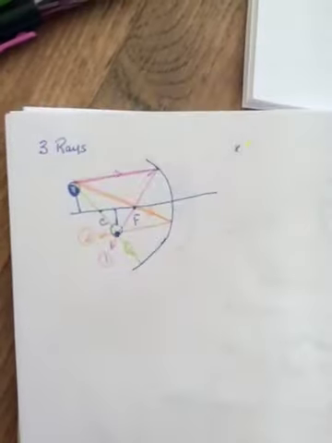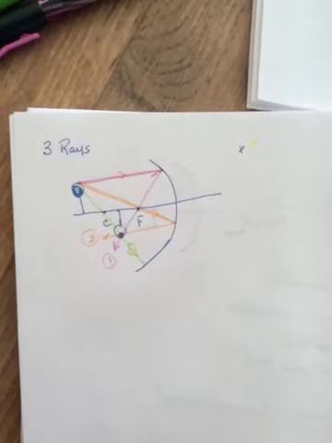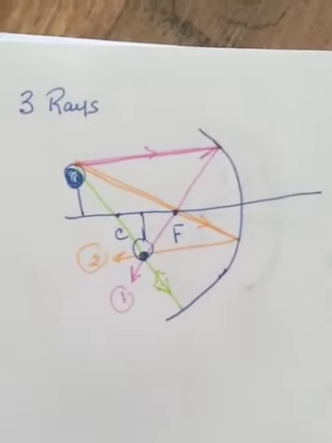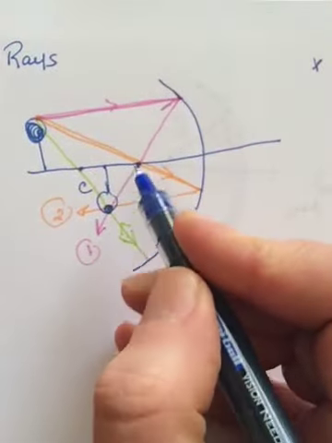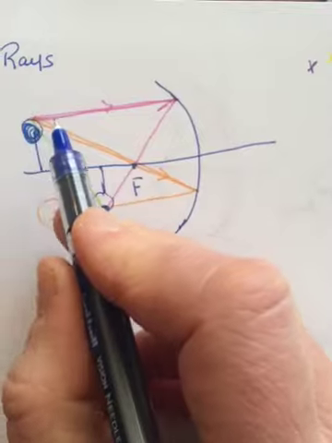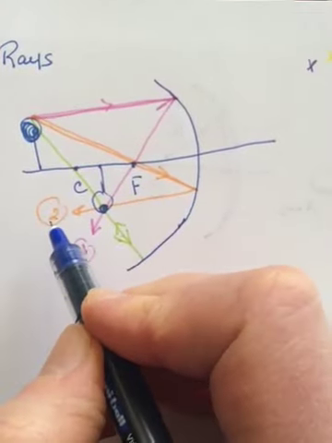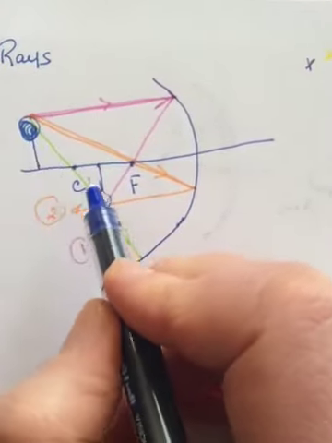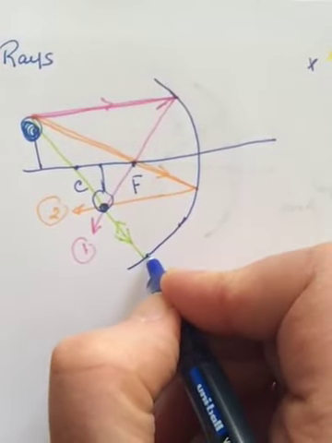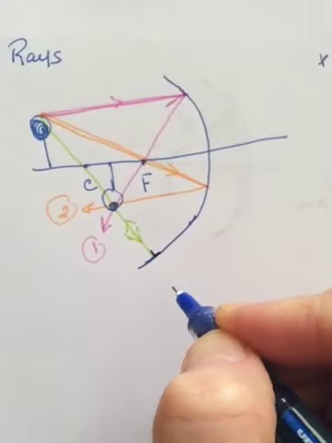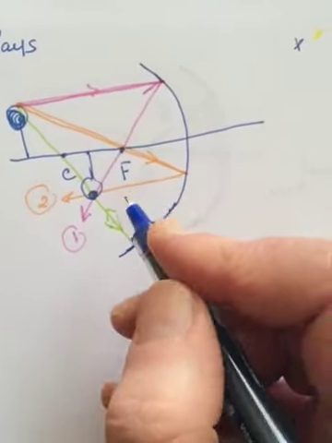Okay, so now what's going to happen is we're going to use these 3 rays that we just discovered. A ray going in parallel to the principal axis has to come out through F. A ray going in through F has to come out parallel to the principal axis. And a ray that goes in through C gets reflected back along C because if it's going in through C, it's hitting the mirror at the normal, at perpendicular.